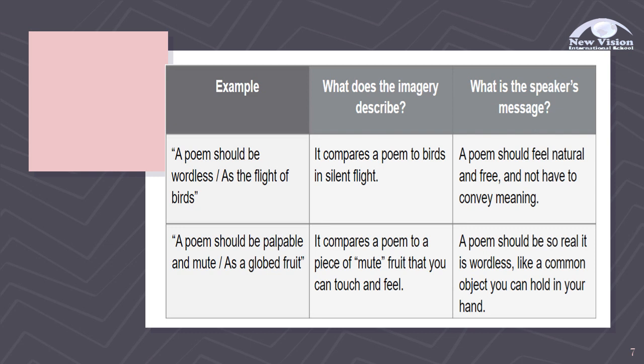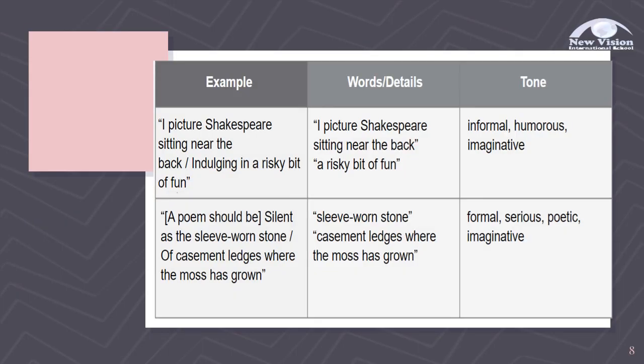feel. And the speaker's message is: a poem should be so real it is wordless, like a common object you can hold in your hand. Now, the imagery in this poem helps show how poetry does not have to communicate a message. It is enough for a poem to exist, just like birds in flight or a piece of fruit. Usually, class, the author's choice of words and details also conveys that author's tone.